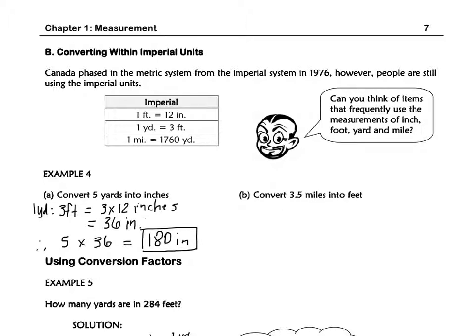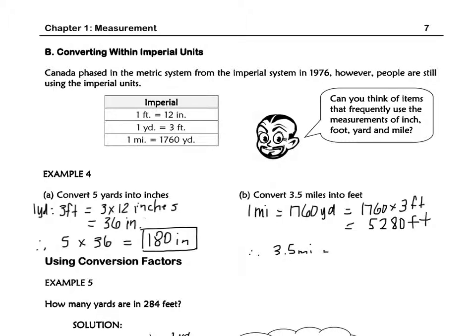And 3.5 miles into feet. Again, we know that 1 mile is equal to 1,760 yards, which is equal to 1,760 times 3 feet, which is 5,280 feet. So therefore, 3.5 miles would be 3.5 times 5,280 feet, which would be 18,480 feet.